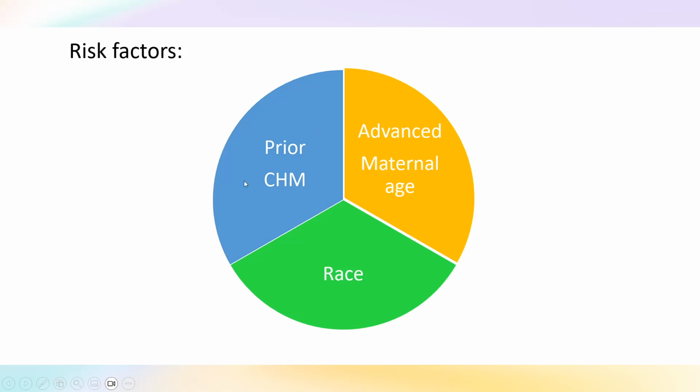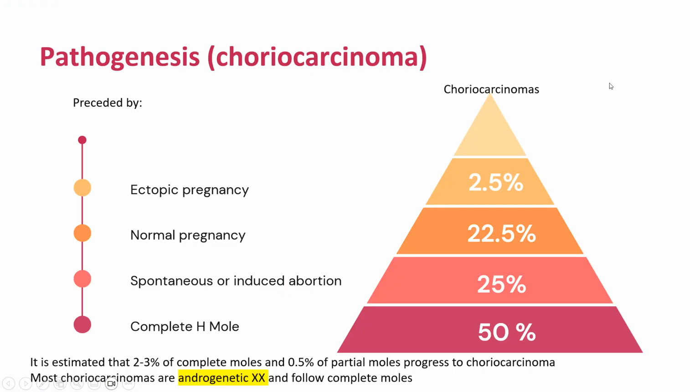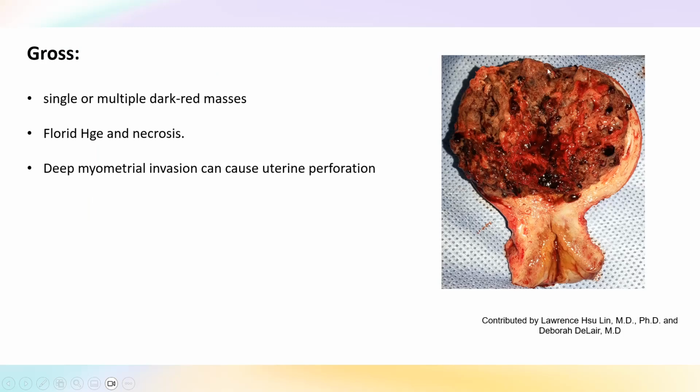Okay, so what about the risk factors? We have prior complete mole, advanced maternal age, and finally race. What about the pathogenesis? It's estimated that 2 to 3% of complete moles and 0.5% of partial moles progress to choriocarcinoma, and most choriocarcinomas are androgenetic XX. About 50% of choriocarcinomas are preceded by complete moles, 25% by spontaneous or induced abortion, 22.5% by normal pregnancies, and 2.5% by ectopic pregnancies.